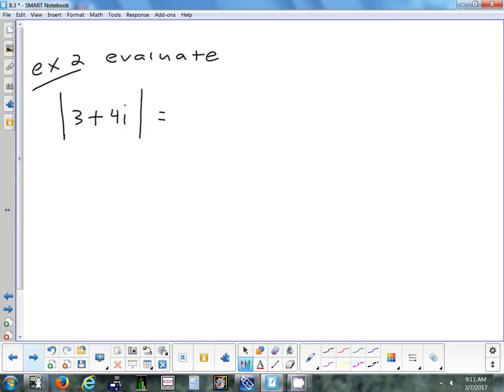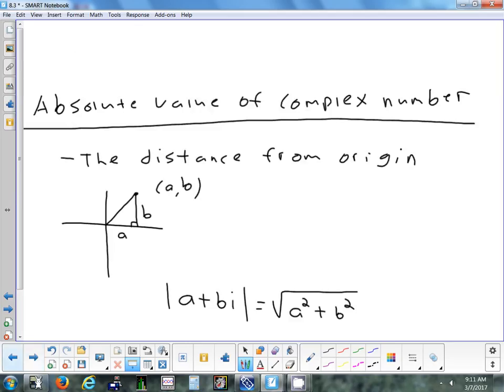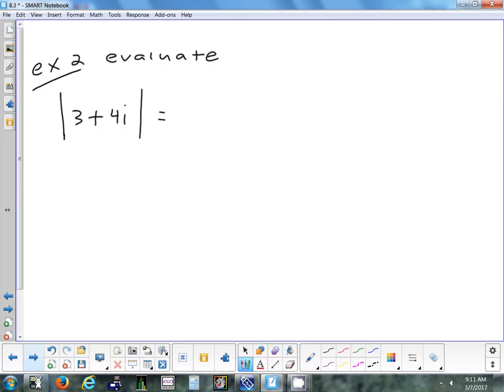Okay. So let's find the absolute value of that number. If you want to sketch it and make the triangle, you can. Or just use the formula. Just plug A and B into the formula. That's all you have to do. So what's A in this case? 3. And what do I do with it? Square it. What's B? 4. And what am I going to do with that? What do I do with those two things? Add them up and take the square root.